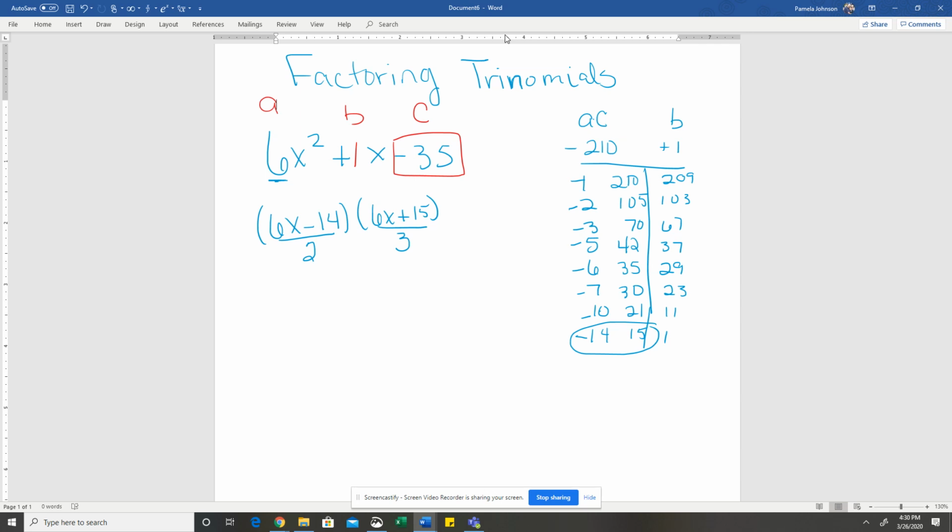When I divide out these common factors, I get 3x minus 7 times 2x plus 5. And that is our factored version of 6x squared plus x minus 35.